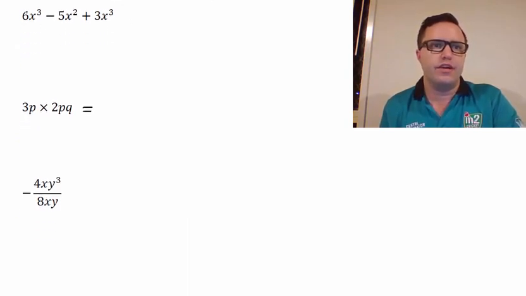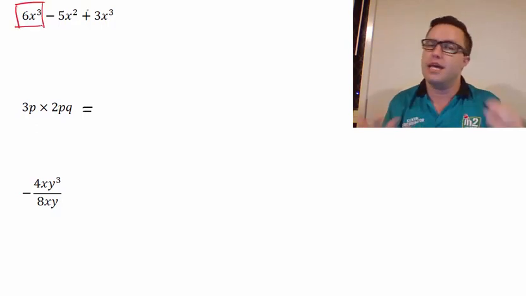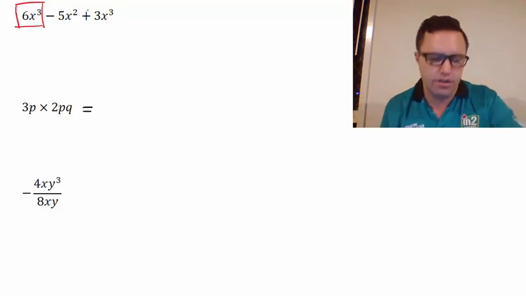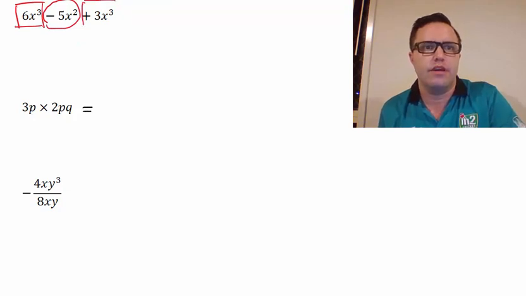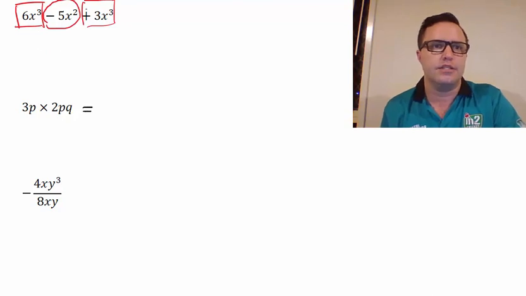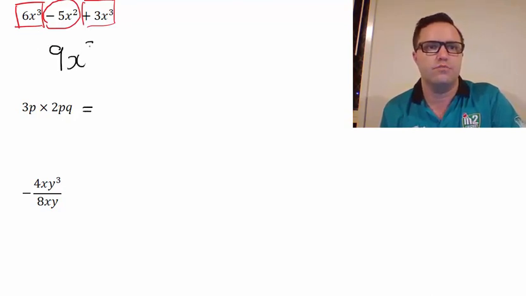Okay, another one here for you. So we've got 6x cubed. We'll make that one the ones with boxes around it. x squared. So here's the important thing: same letter, but the powers are different, so they're not like terms. So we might put circles around this one here. Plus 3x cubed, let's give that a box. Okay, 6x cubed plus 3x cubed gives us 9x cubed minus 5x squared.